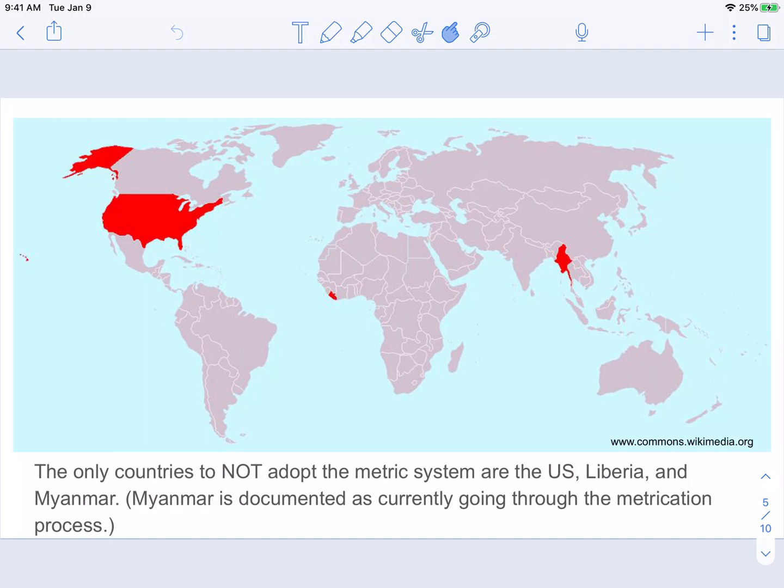This is a lovely map, and this map shows you the countries that have not officially adopted the metric system as their primary system of measurement. And as you can see, we have the United States, Liberia, and Myanmar. And Myanmar is actually in the process of metrication, that's transferring to having the metric system as their official measurement system. So that leaves the United States and Liberia.